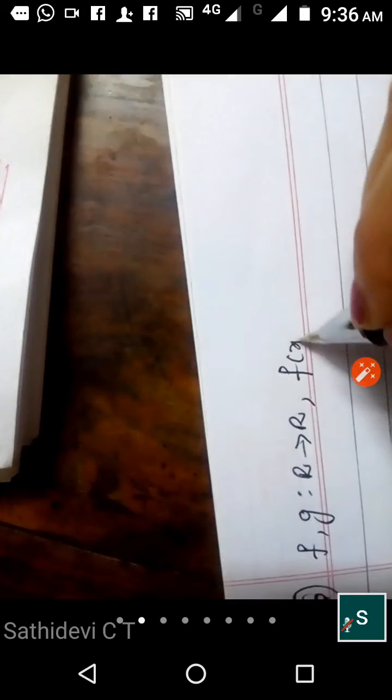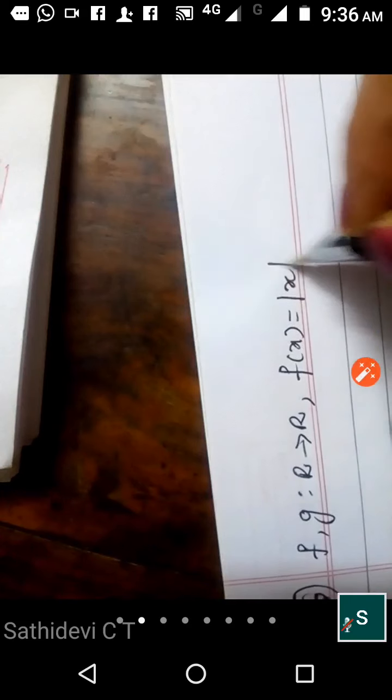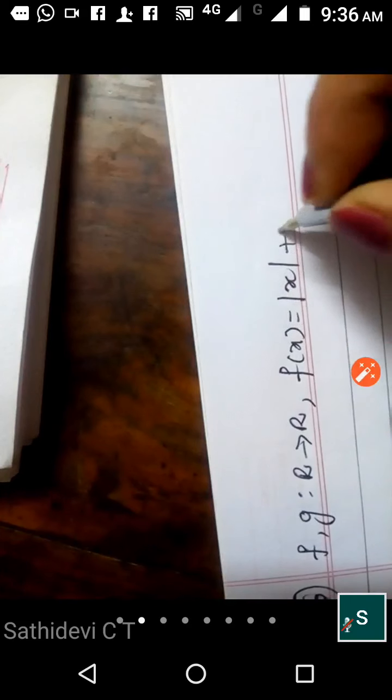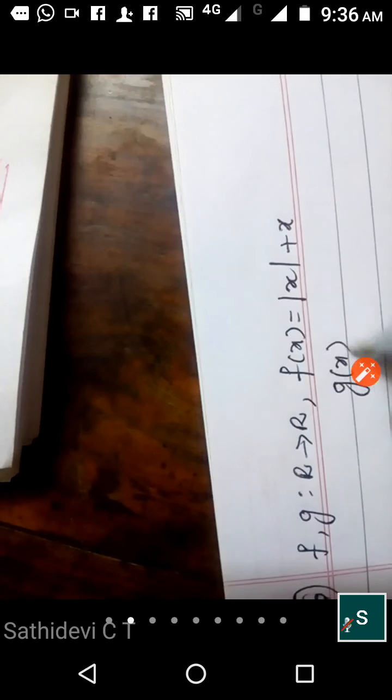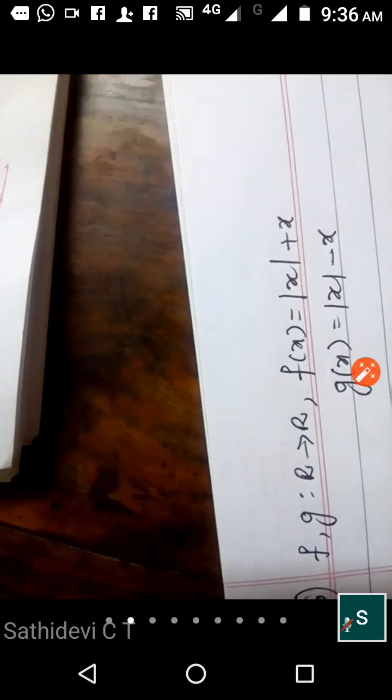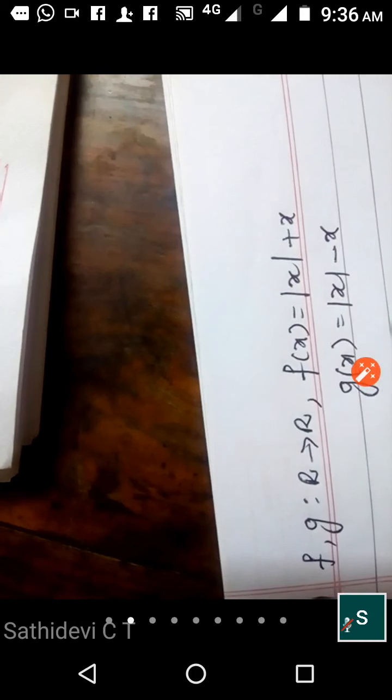Question number 2. F and g are two real functions. So we write f and g are from R to R, where f of x is defined as mod x plus x, g of x is defined as mod x minus x. And find f composite g and g composite f.